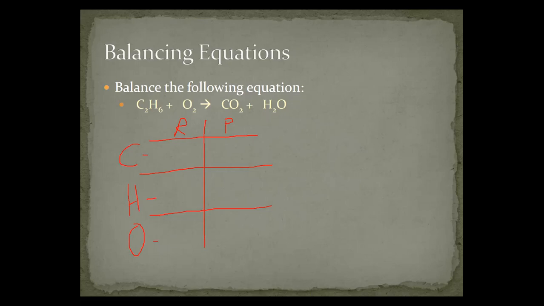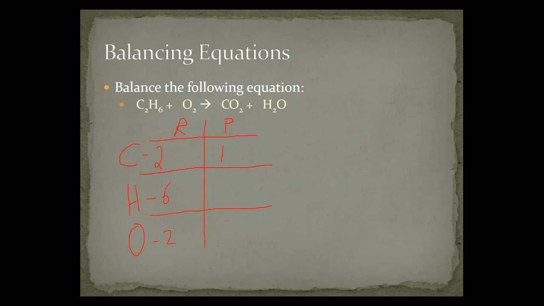Don't all shout at once. How many carbons are on the reactant side? 2. How many hydrogens are on the reactant side? 6. And how many oxygens on the reactant side? 2. Now I go over to the product side. How many carbons on the product side? I only see 1 because there's no number there, so there's 1.